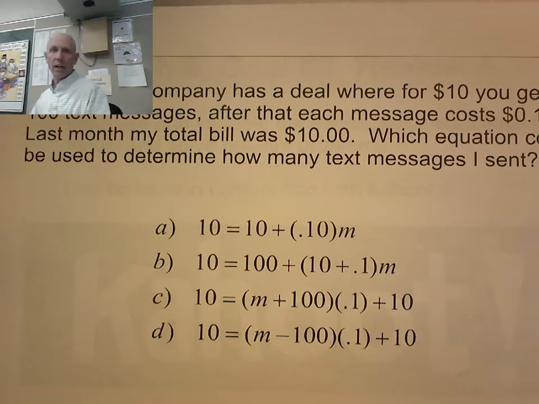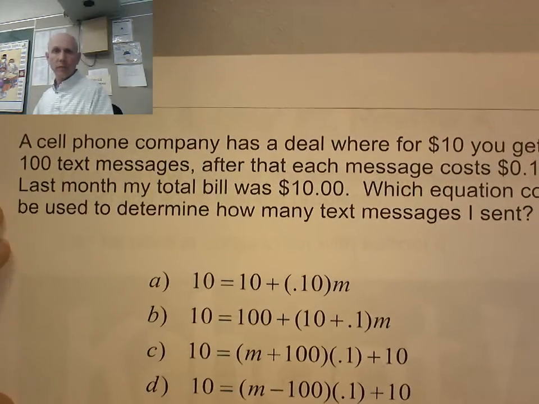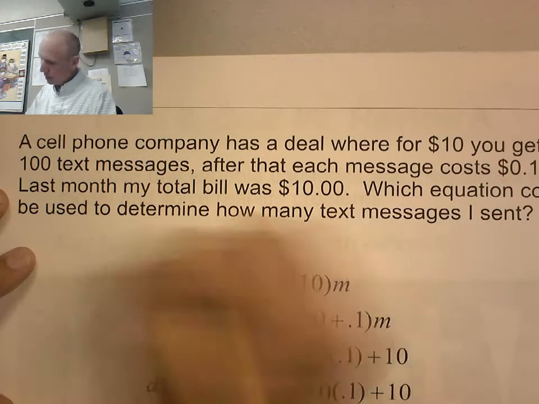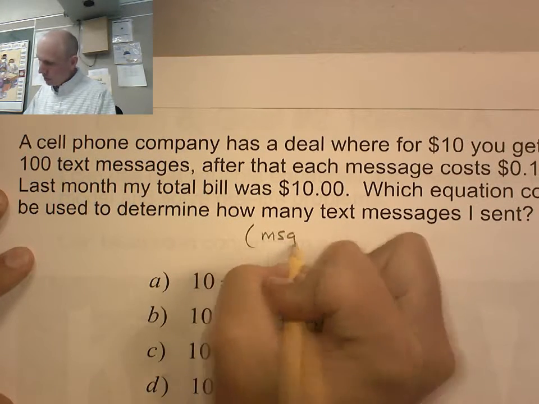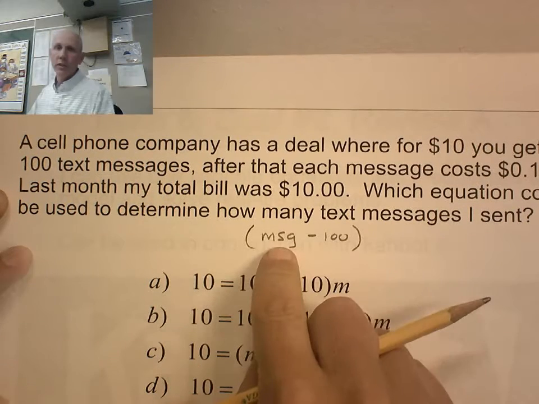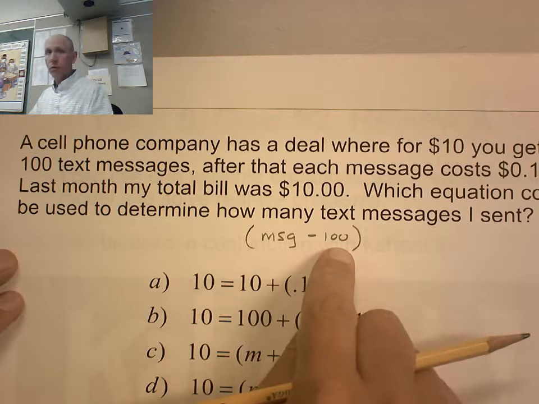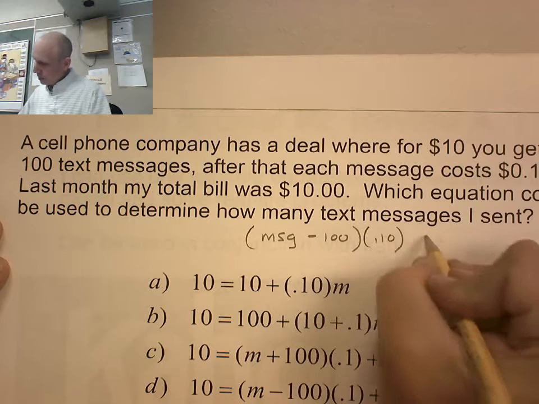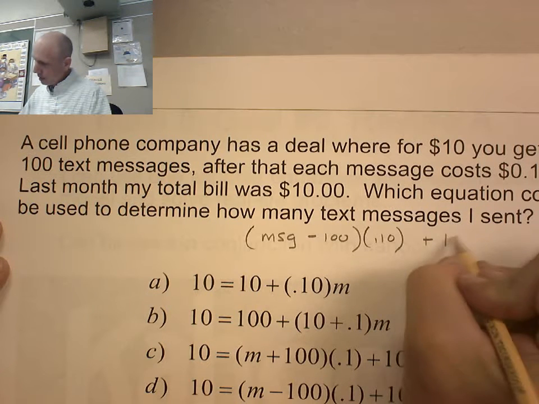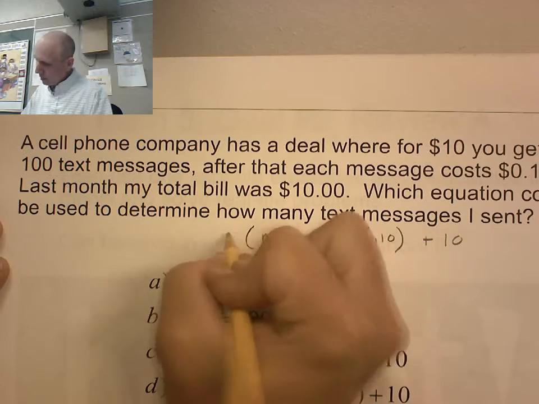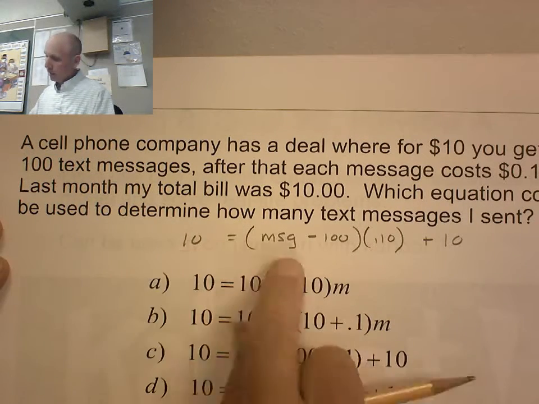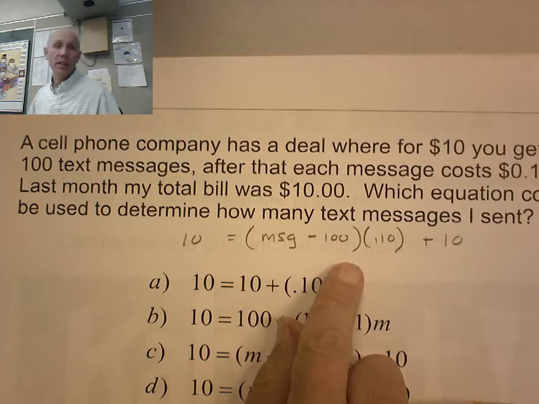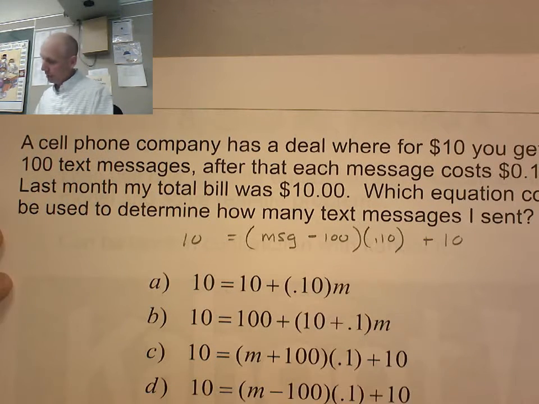Number 9, cell phone company. So I get 100 free text messages. So it's going to be messages minus 100. So if I do 105 messages, I have to pay for 5 of them, times the cost per message, plus the $10. And my bill was $10. So looks like I sent less than 100 messages then. I never went over my 100, but that's not the question. The question is what equation models this. Messages minus 100 times 0.1, this one right here, D.